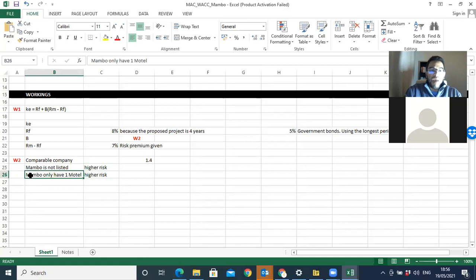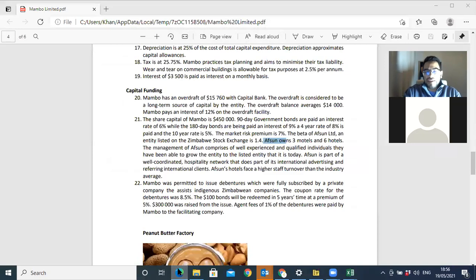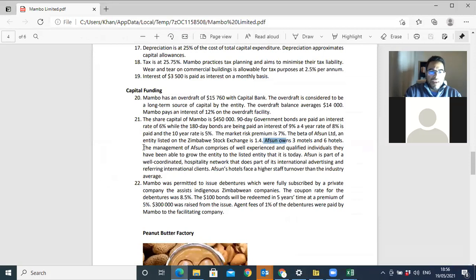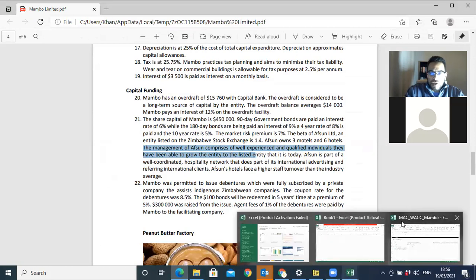Then we brought in this. Mambo only has 1 motel. They don't even have 1 motel, they're only considering getting 1 motel, where FSUN has 3 motels and 6 hotels. So for this reason, Mambo will be a higher risk company. Then they say the management of FSUN comprises well-experienced and qualified individuals. They have been able to grow the entity to the listed entity that it is today. So probably better.